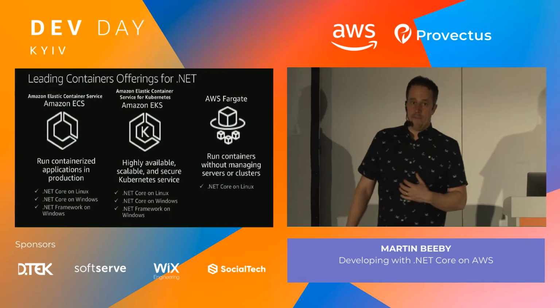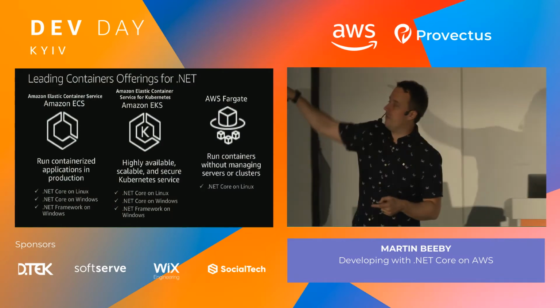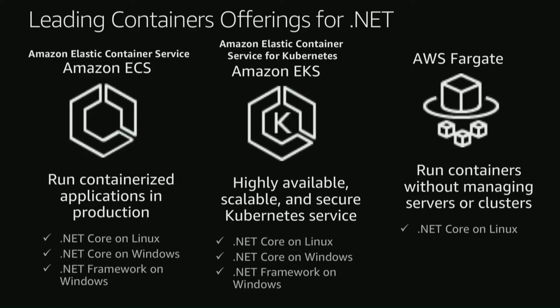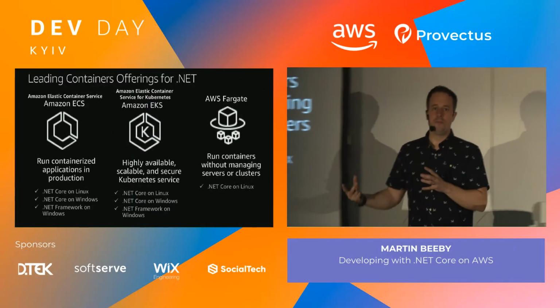There's a third option which is only available if you're targeting Linux, and that's called Fargate. And Fargate is actually built on top of ECS. And the difference is that instead of creating the cluster and managing the cluster effectively, which you have to do with ECS, we create a cluster for you with Fargate.